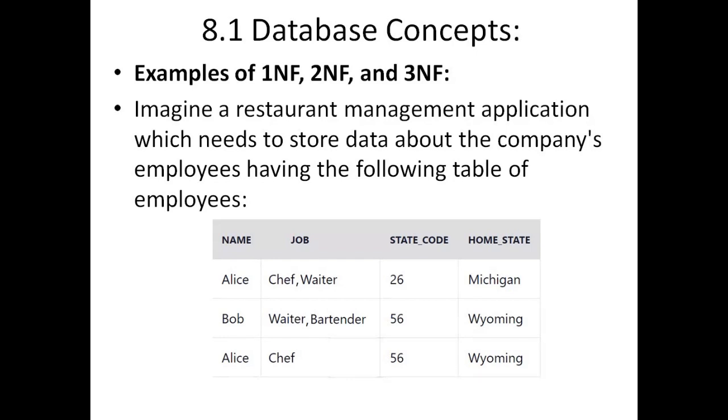Imagine a restaurant management application which needs to store data about the company's employees, having the following table of employees. We have an Alice who is a chef as well as a waiter. The state code of Alice is 26 and the home state is Michigan. Then we have Bob, who's a waiter as well as a bartender. Then the state code for Bob is 56 and home state is Wyoming. Then we have another Alice who's a chef. Her state code is 56 and she's also from Wyoming, or the home state is also Wyoming.